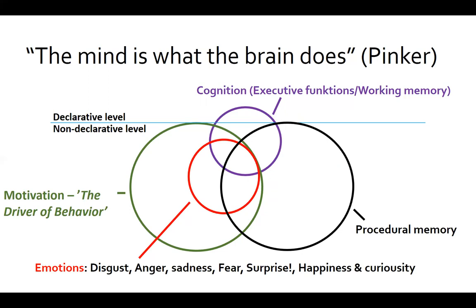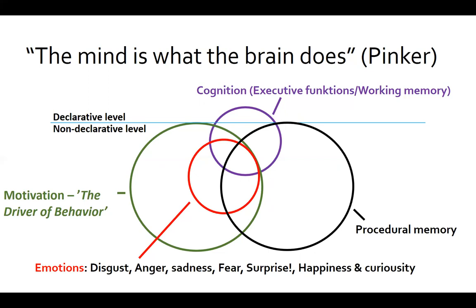So the green one is the engine, the driver of behavior. So you use your cognition to trigger the driver of behavior, which explains all kinds of behavior. If you get up from bed in the morning, you dance, you walk, you talk, all the procedural memories. And they are facilitated or inhibited by emotions. And those are within the red line. As you can see, emotions make up a part of motivation.